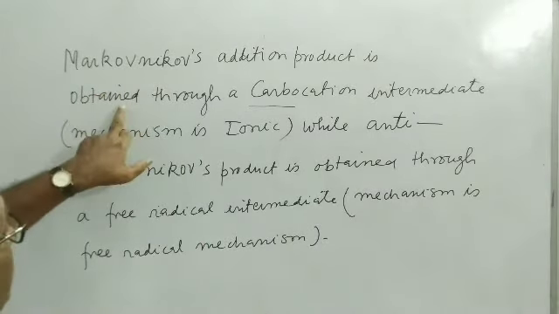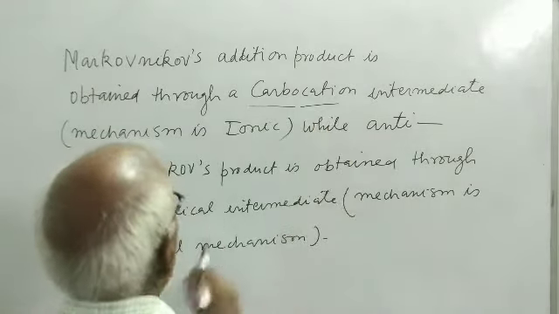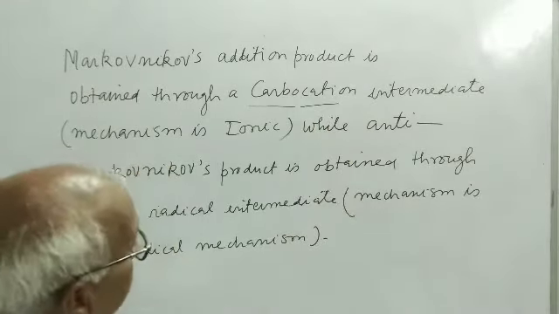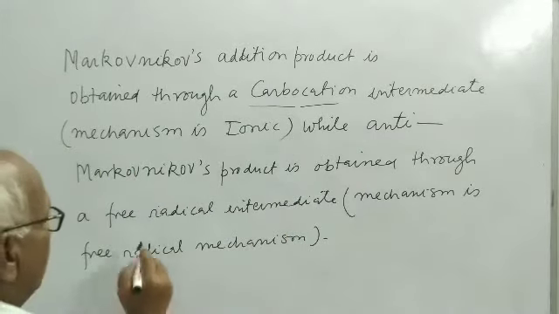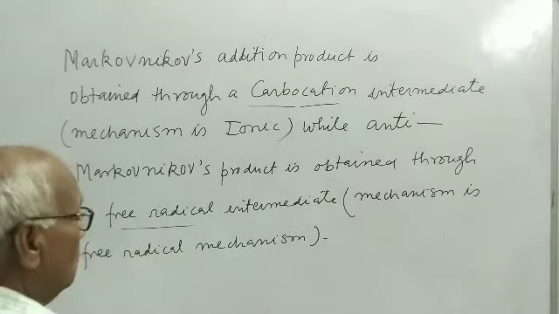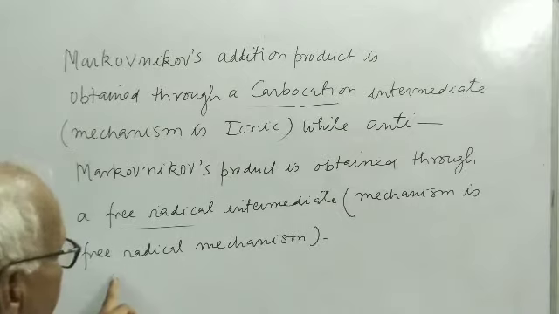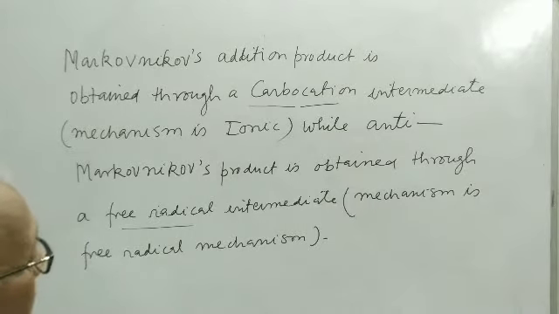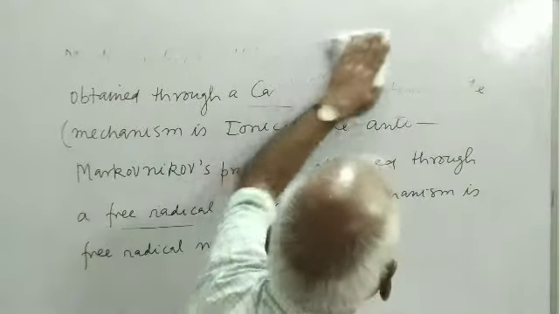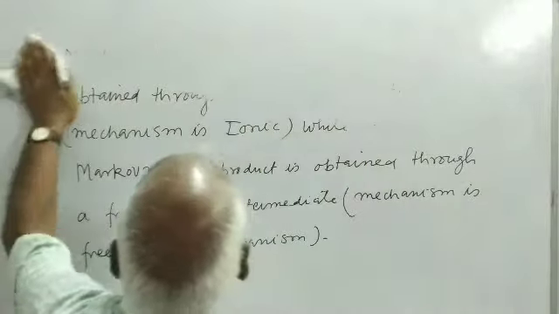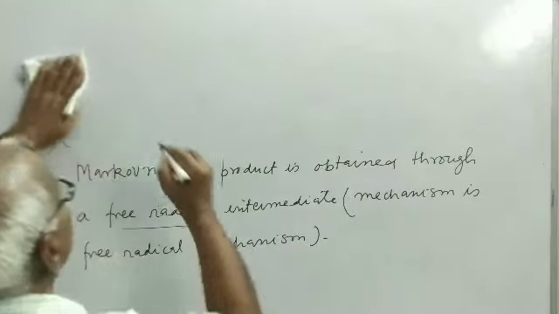Markovnikov addition product is obtained through carbocation intermediate. Carbocation is an ion, so the mechanism is ionic. While anti-Markovnikov product is obtained through a free radical intermediate, so mechanism is free radical mechanism. Now see the mechanism pattern. Ionic mechanism.